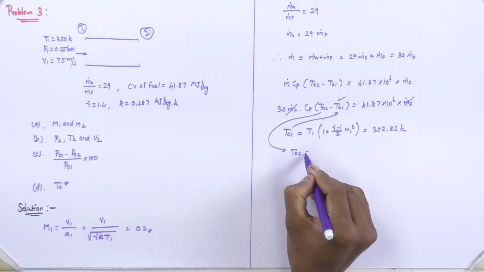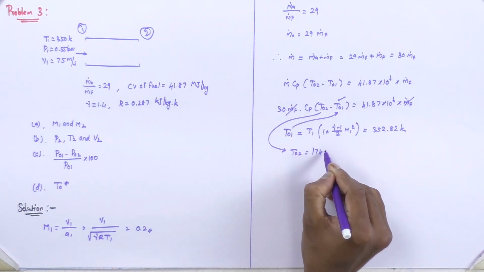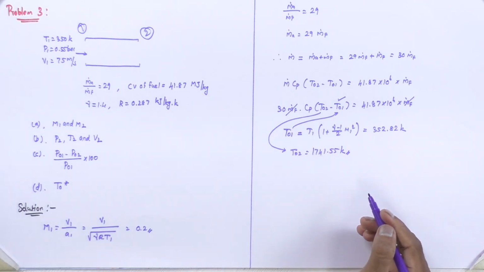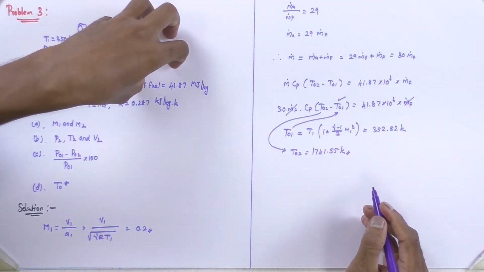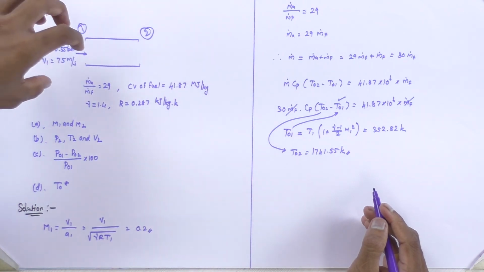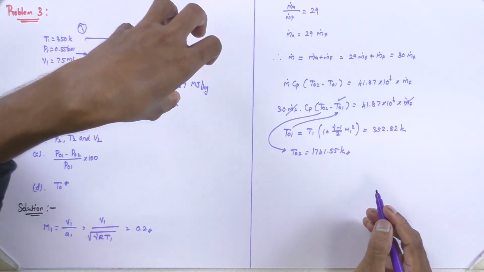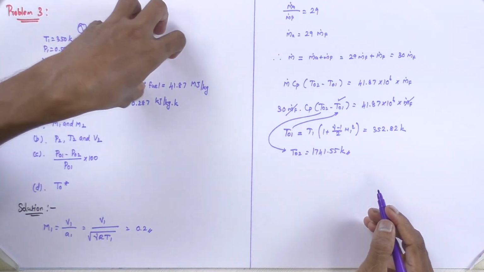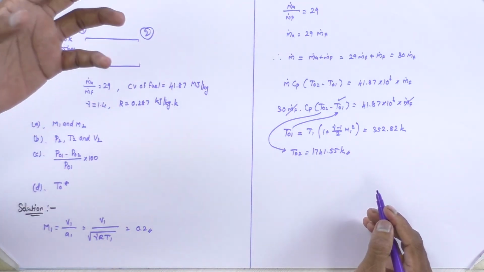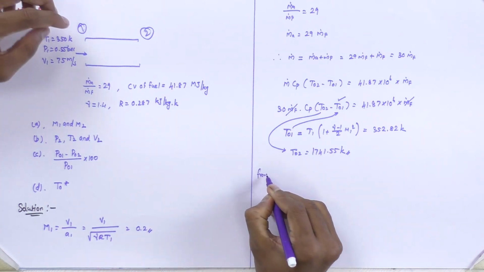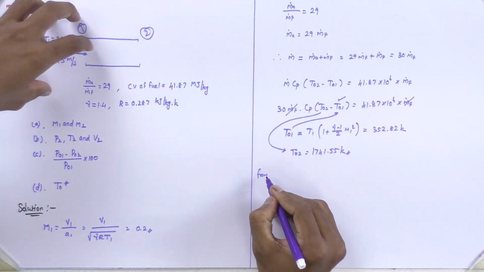After that, if we substitute this value here, we will get the T02 value, that is equal to 41.55 Kelvin. Then to get the region 2 properties, first we need to relate the region 1 properties with the sonic condition, and then using those sonic condition properties we can relate region 2. After that we can calculate whatever we want. So now first we will relate region 1 properties with the sonic condition.